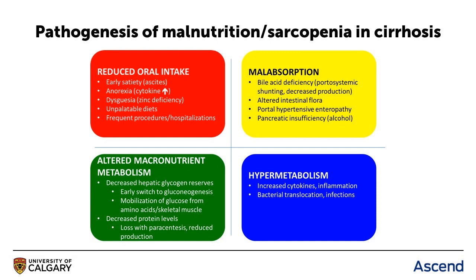How about altered macronutrient metabolism? Does anyone know what that means? Kind of how we're processing the nutrients we take in our body, whether it's in the liver or systemically throughout the body. It's kind of a tricky one. Have you guys heard of the term accelerated starvation? That these guys are in a state of accelerated starvation?